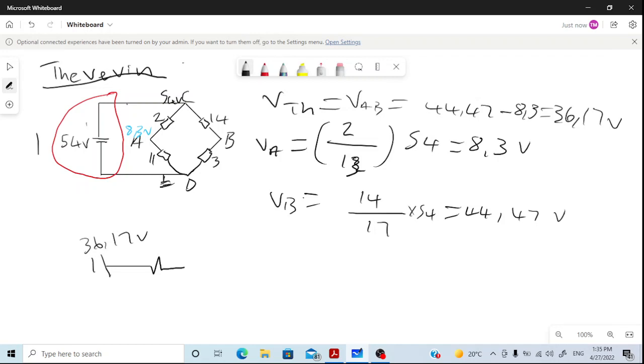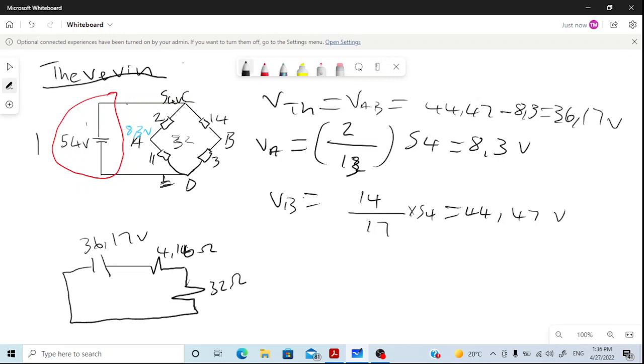What did we get for RTH? It was 4 something, 4.16 ohms. Okay, now remember we removed a resistor here of 32 ohms. There was a 32 ohm resistor here initially, so it needs to come back as a 32 ohm resistor. Then you must complete your circuit.